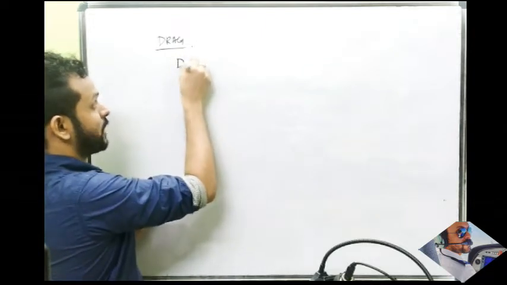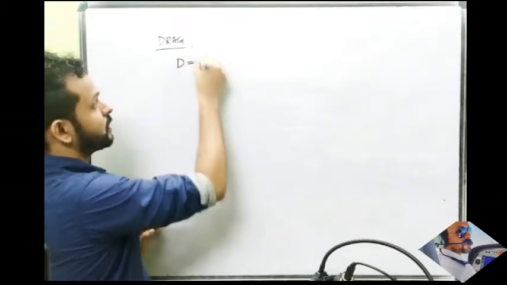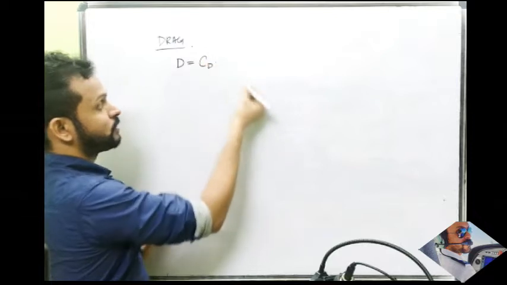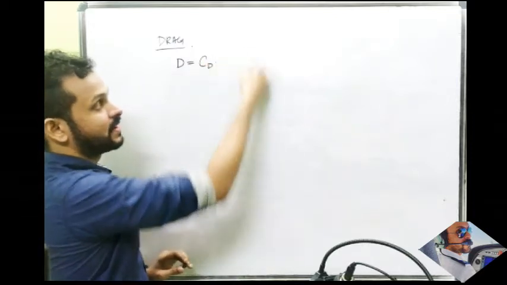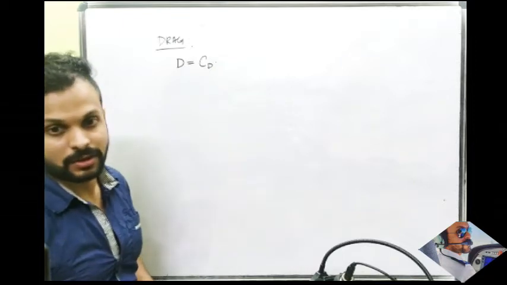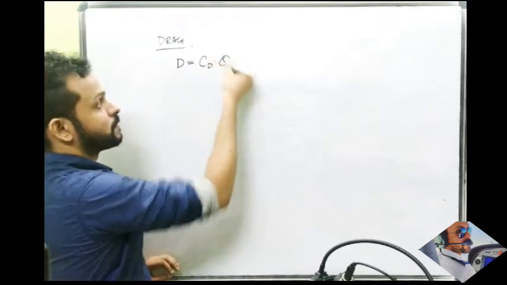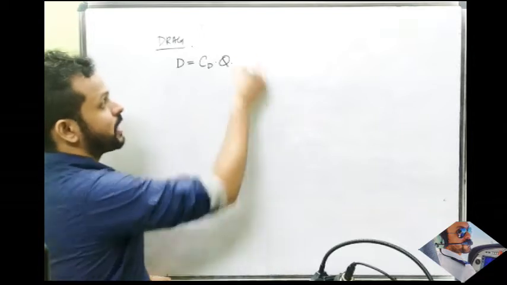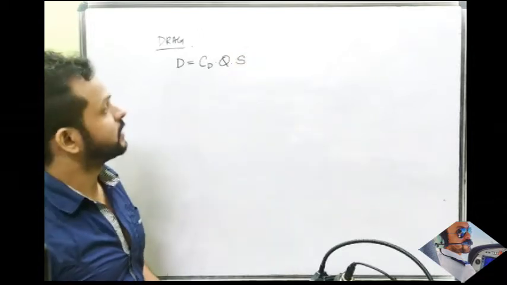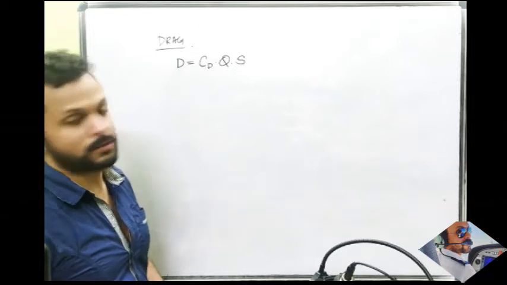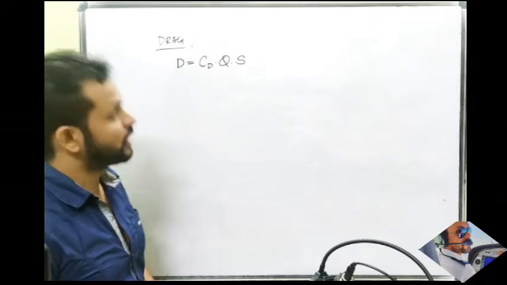Drag is again an aerodynamic force, which is D. It's the product of the coefficient of drag. Then what remains is exactly common for the lift and drag equation, right? So this is the dynamic pressure Q, and then we have the aircraft wing area, right? That is, drag is equal to coefficient of drag into dynamic pressure into wing area.